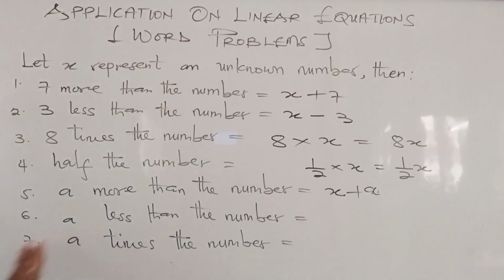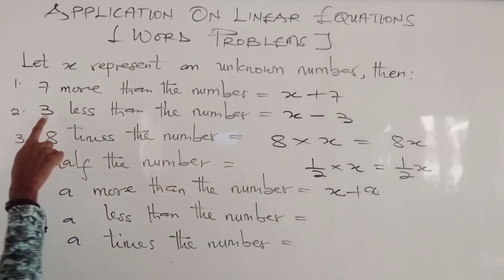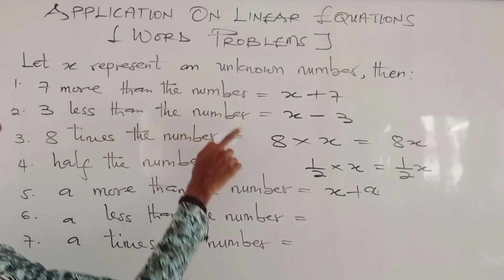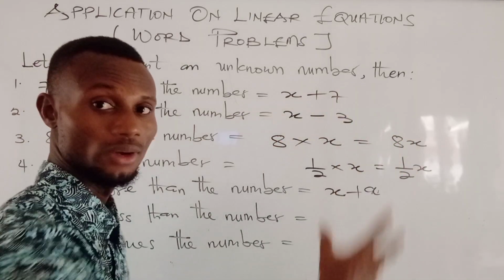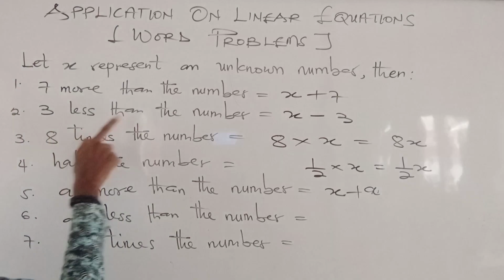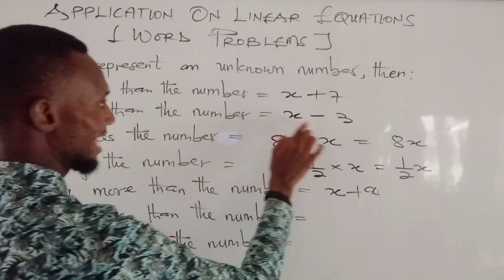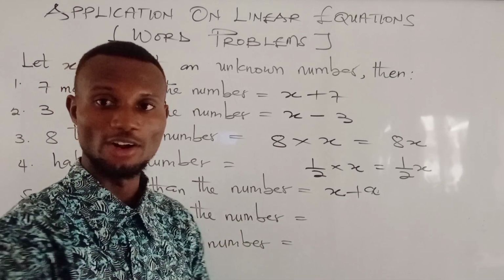So now let's go ahead and take a look at the number 6 also. I have a less than the number. So let's make reference to the second one. When we had 3 less than the number, we wrote it as s minus 3. I hope you agree with me. So take a look at it again. 3 less than the number is giving us s minus 3. So here, having a less than the number is going to be s minus a.